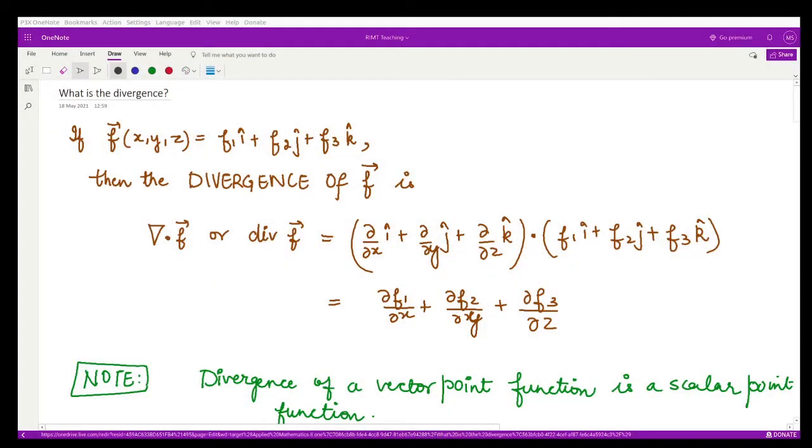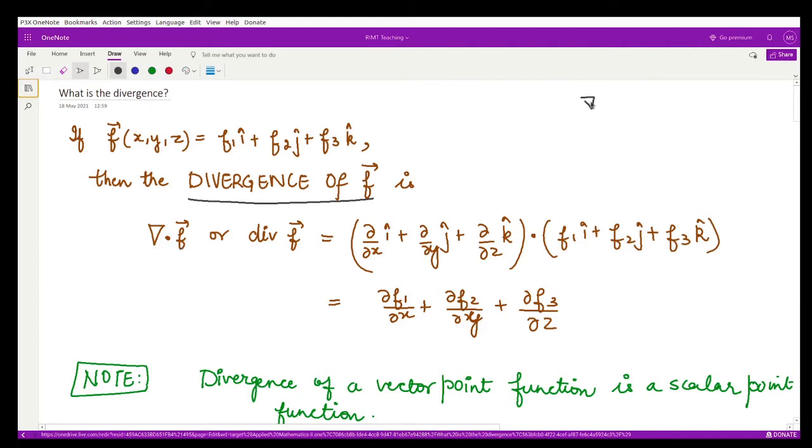So what is divergence? First of all, we have to look at this. Suppose you are given a vector f defined by the components f1, f2, f3. That means you have f1 i cap, f2 j cap and f3 k cap. Then the divergence of this function is defined by del dot f, right?